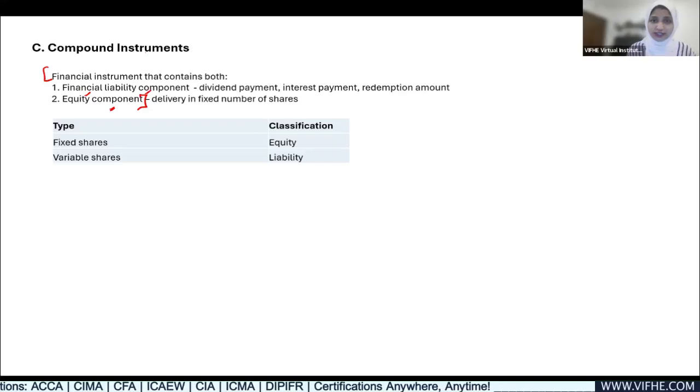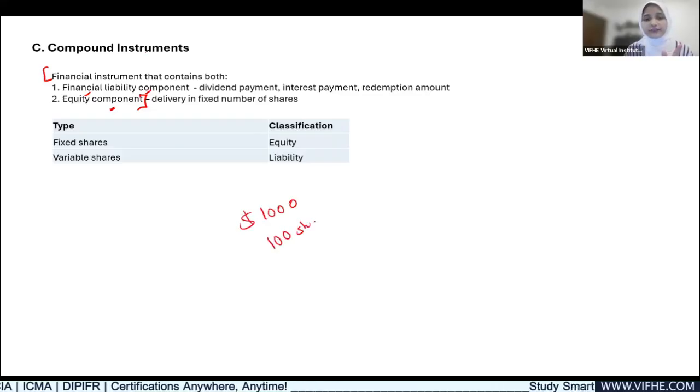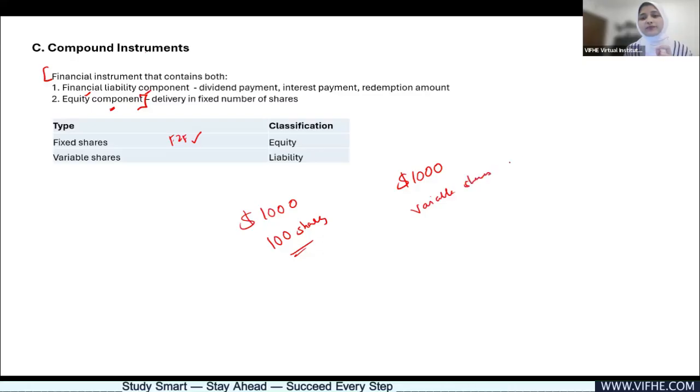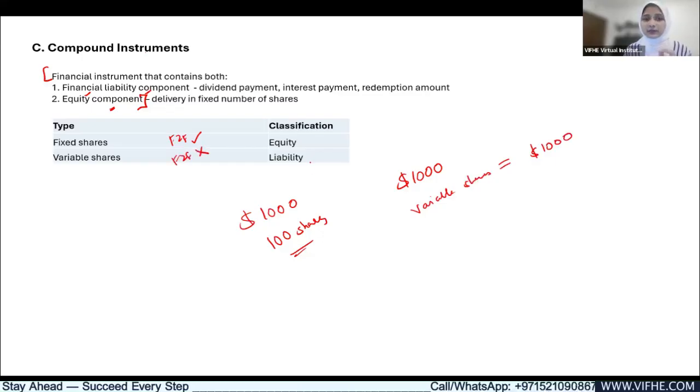Because if they are fixed shares that you're going to give for this amount of loan, let's say for a $1,000 loan, it's fixed that you're going to give 100 shares. This is fixed on day one. Then yes, because the fixed-to-fixed is met, it's equity. But let's say for a $1,000 loan, you're saying that you will give a variable number of shares which will match $1,000. Then in that case, fixed-to-fixed is not met and this is liability only. Then it doesn't have that equity element.